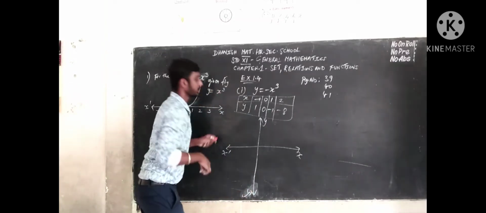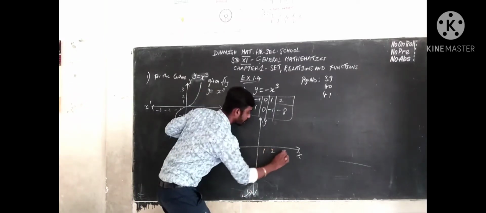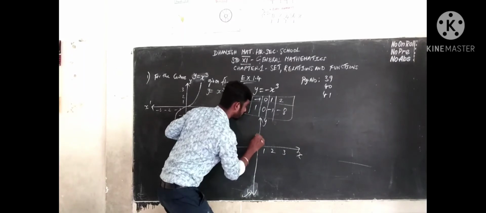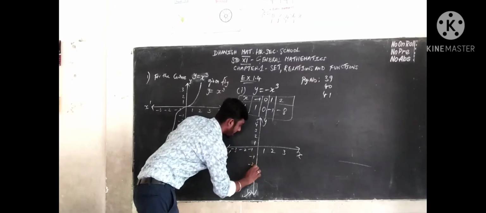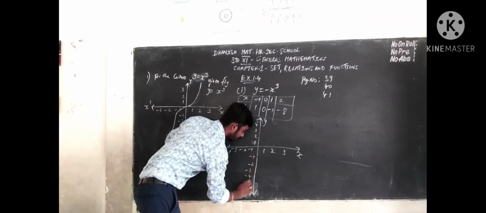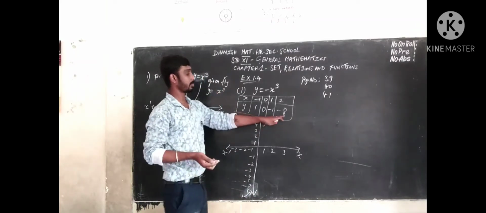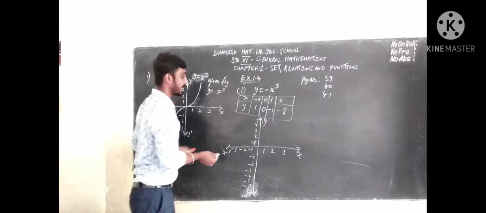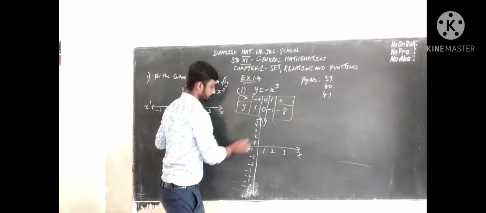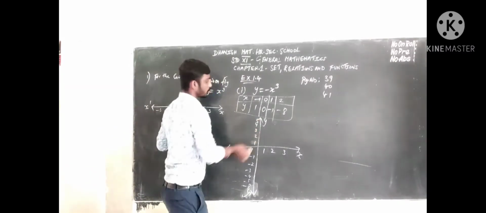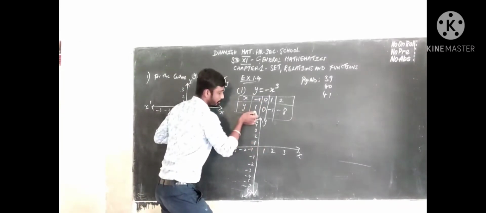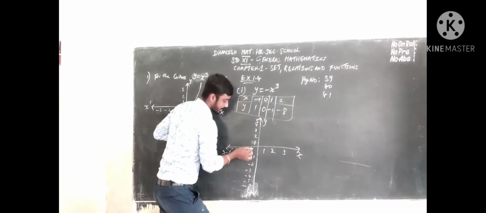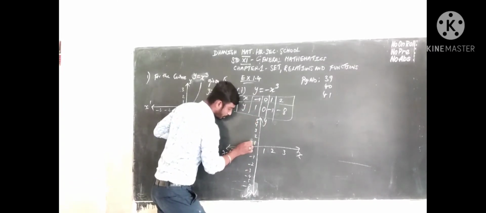Now plot the points. On the x-axis mark 1, 2, 3, then 1, 2, 3, 4, 5, then minus 1, minus 2, minus 3, and on the y-axis minus 1, minus 2, minus 3, minus 4, minus 5, up to minus 8. That is enough, because on the y-axis we are getting minus 8. Now we are going to plot the points. So the point minus 1, 1: minus 1 on the x-axis and y is equal to plus 1 on the y-axis.